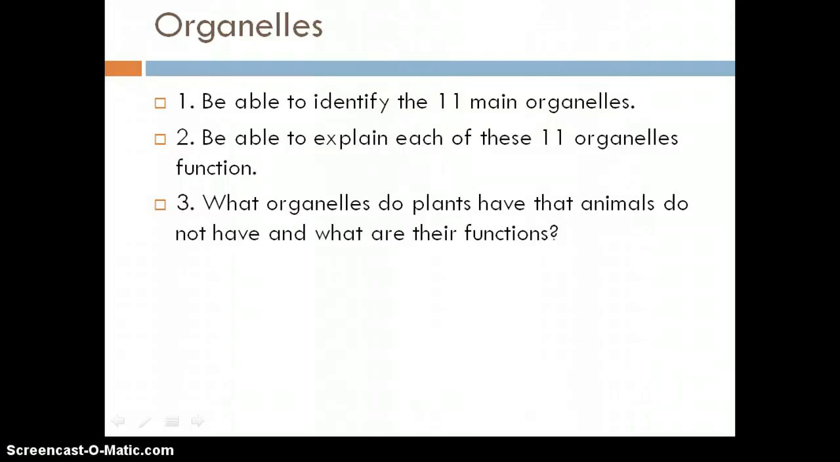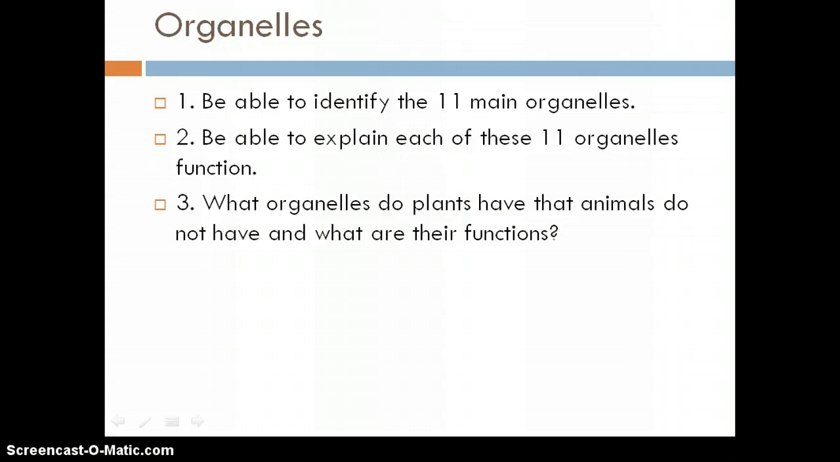Hey class, today we're going to be looking at the organelles of a cell. So we have three main things to know. Be able to identify the 11 main organelles, and for identifying them, you have a color sheet that you'll be able to do when you finish doing the notes. You also have a chart that you should fill out while you're doing these notes.